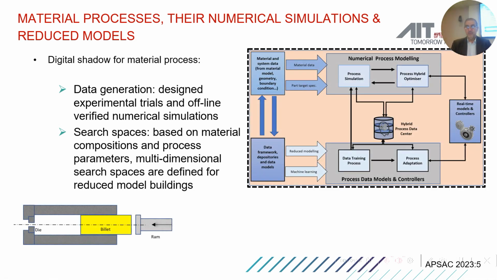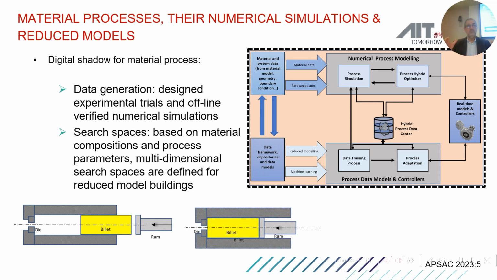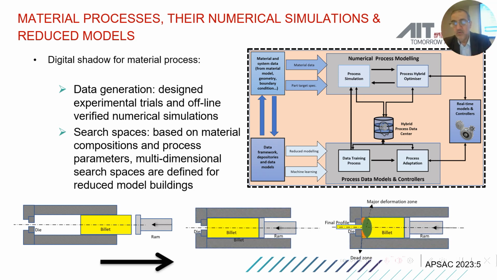So for these processes, as I said, in normal conditions we have a process and we study it experimentally. We do some numerical simulation using finite elements and CFD. And now, to get into this digital shadow, controlling and twinning aspects, we try to generate some data to generate the data models for these processes. They are really, really fast compared to what we do in the simulation.